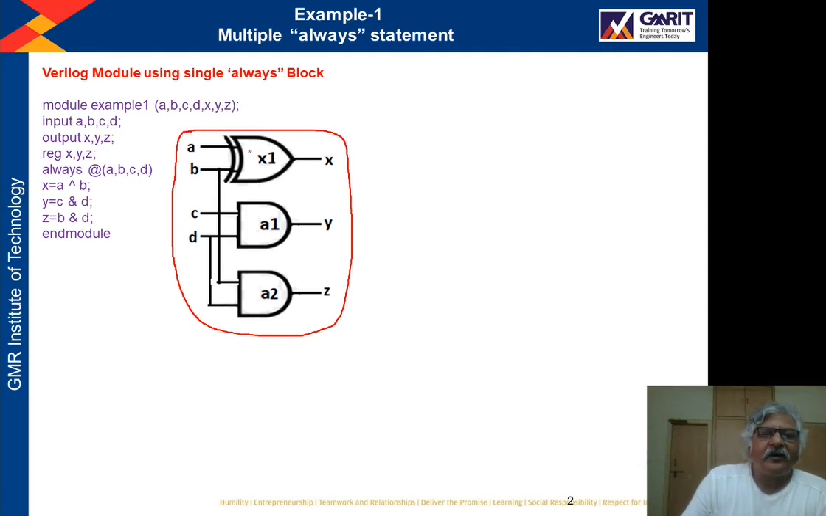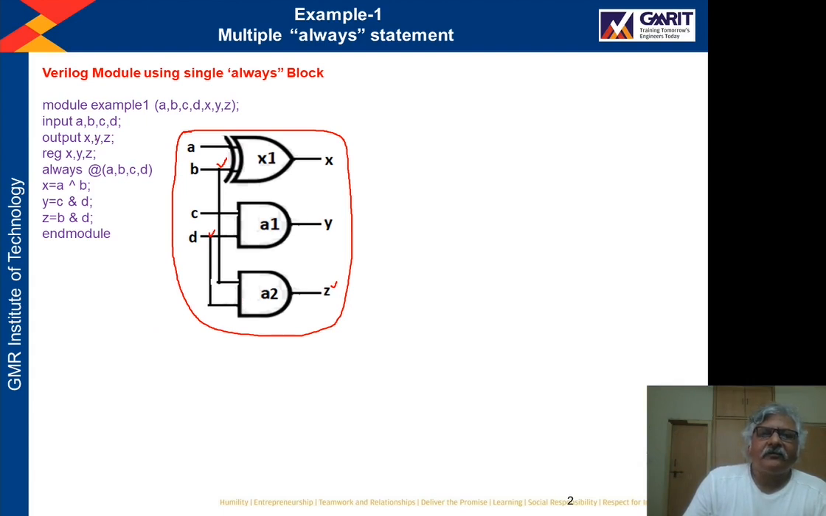So here there is one XOR gate where inputs A and B are connected and the output of this XOR gate is X. There is one AND gate A1 which has two inputs C and D. Its output is Y. And now there is another AND gate A2. It has one input coming from B and one input coming from D, and it has the output Z.